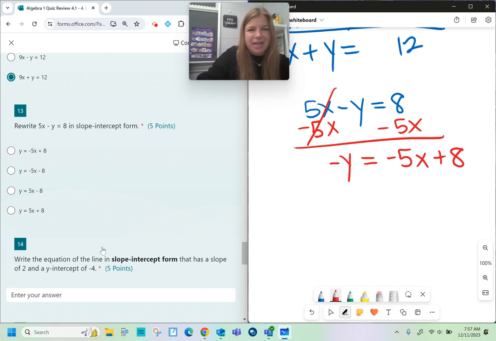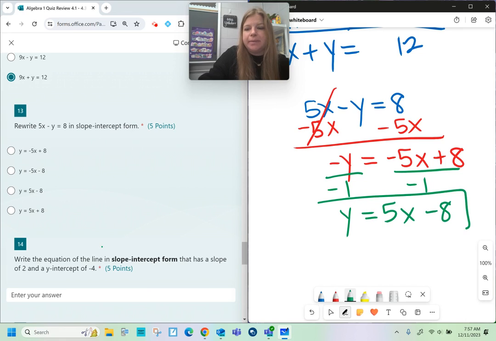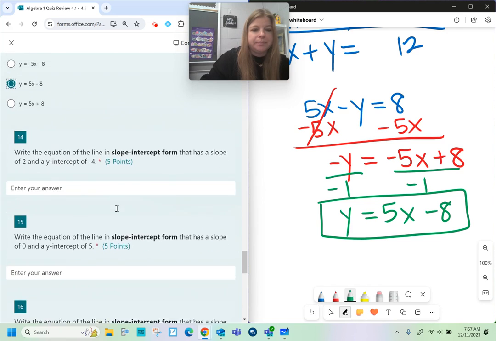Do I want it to be negative y equals? No, I want it to be positive y. So I would have to divide everything by negative 1. And if I do that, I get y equals positive 5x minus 8. Now, could I have swung the y to the other side to make it positive and then swung the 8 over to make it negative? Absolutely, I would get this exact same answer.